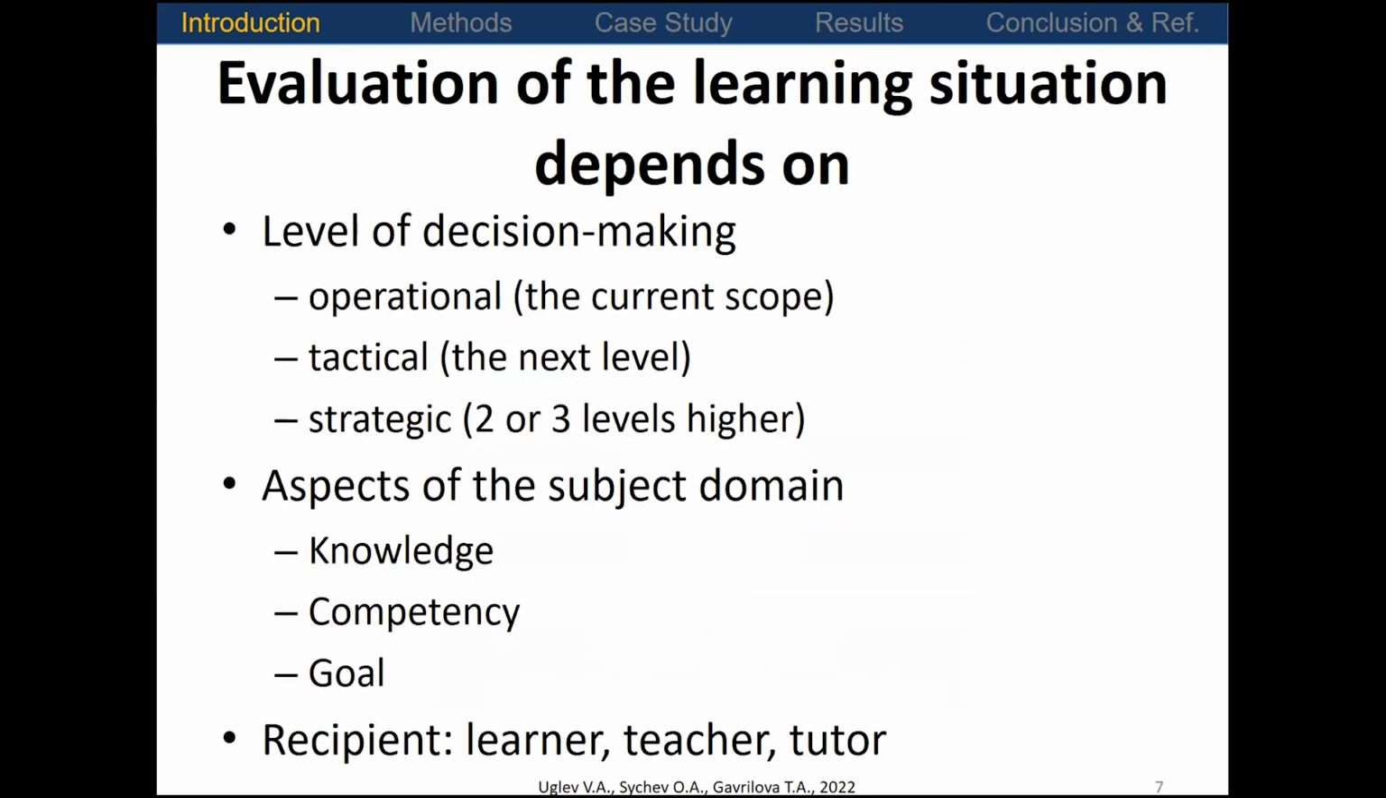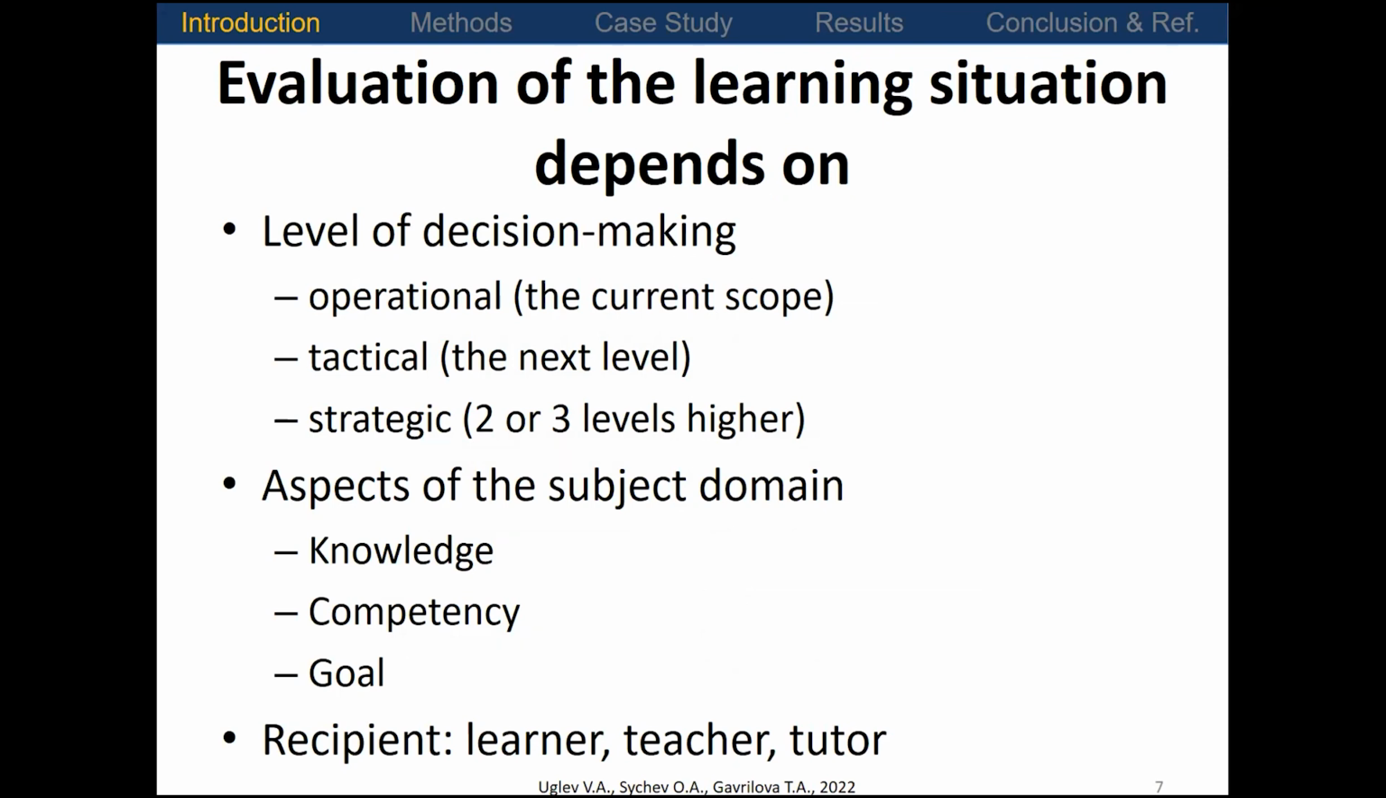In addition, decision makers levels and decision making subject domain are allocated. The level of decision making is operational, tactical, and strategical. The aspects of the subject domain are knowledge, competency, goals. The main recipients of the learning, but it can be both teacher and tutor.